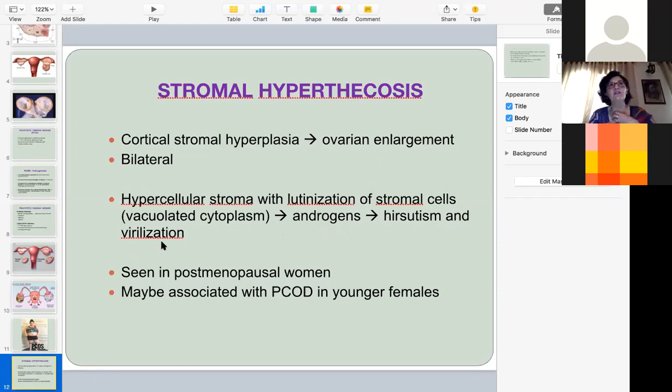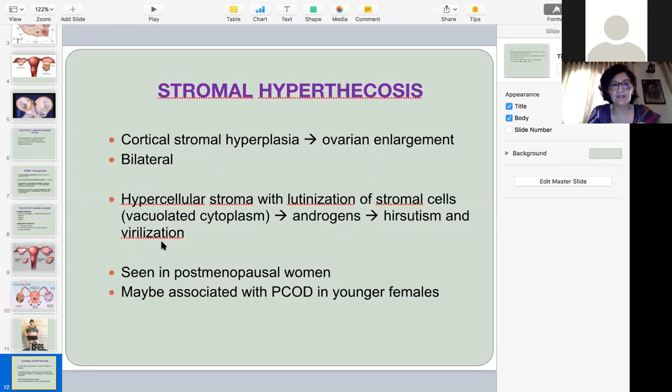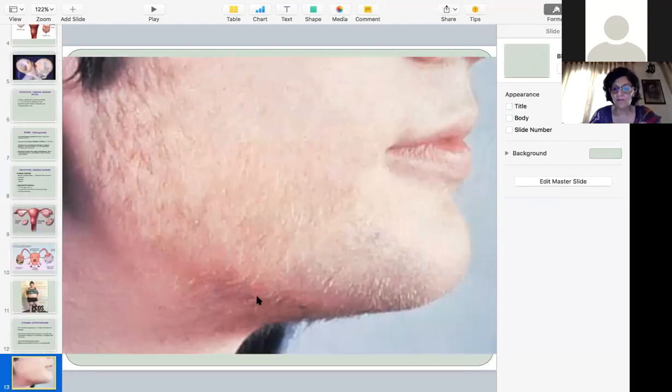So you see a lot of times in old postmenopausal females, you may see hair growing on the face and on the chin, and this is because of the stromal hyperthecosis producing androgens and producing hirsutism. So it is seen in postmenopausal females, but may be associated with PCOD in younger females. Okay, this is hirsutism, facial hair because of androgens in either PCOD or in stromal hyperthecosis.